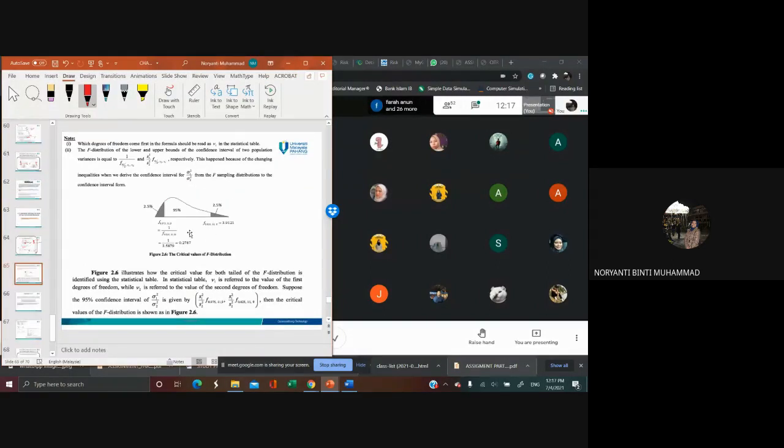Alright, this is the explanation of what I've done just now. Then you can try checking here. Do you understand or not? When you look at the formula, this one is actually nu 2, nu 1. But when you read the table, this one becomes nu 1, nu 2.